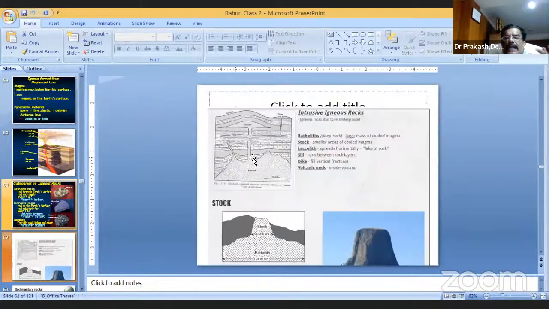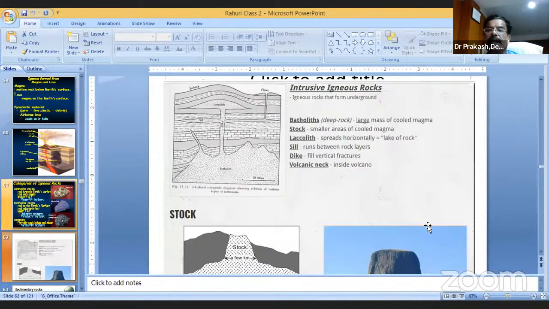And if you look at the other words, batholith. So we can see this batholith, a large mass of cooled magma. Then stock, a smaller area of cooled magma. This is the stock. Laccolith spreads horizontally, a lake of rock.